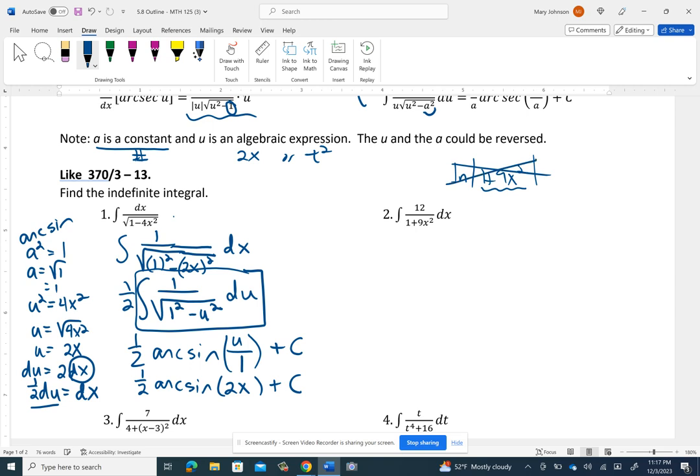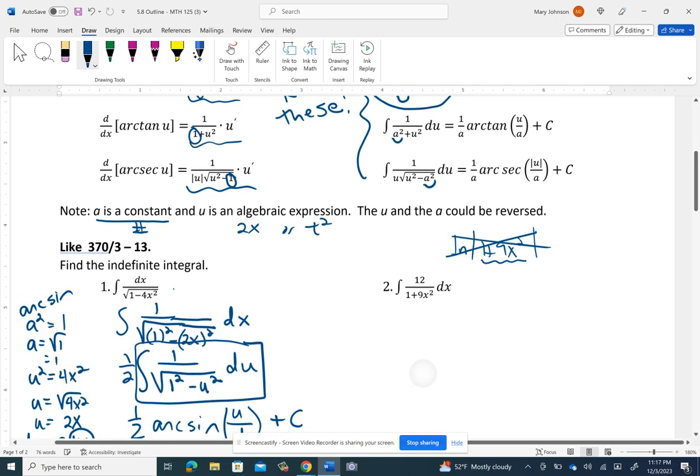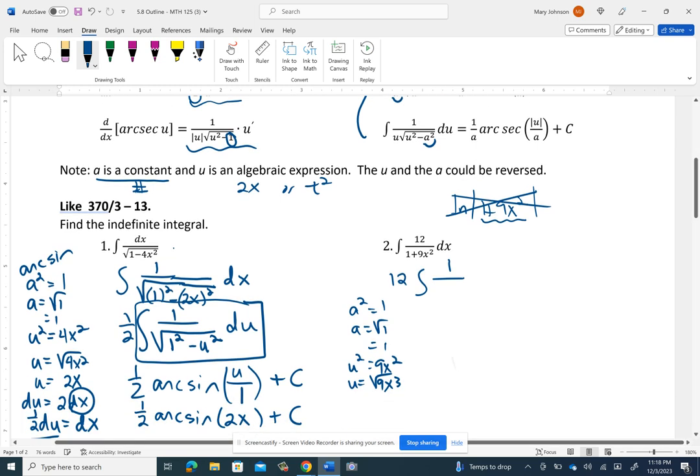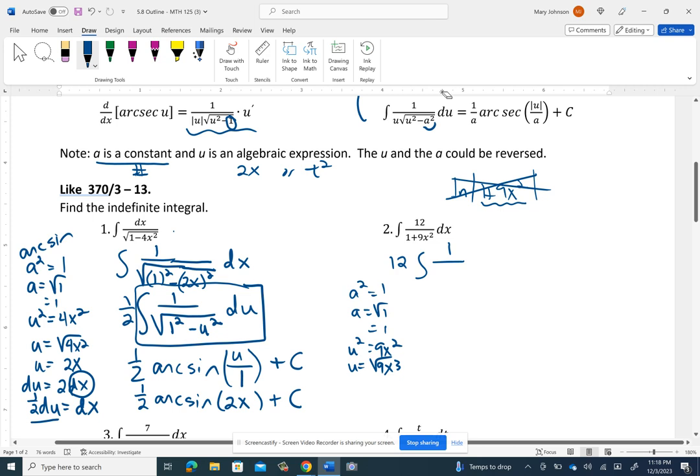So can't do that. Now notice it has similarities to the second one. There's no radical. The 12 that you see on top is just a constant. I can completely move it out of the way. The 1 is like the a squared. So a squared is 1. So a is the square root of that, or 1. And then the u squared comes from the 9x squared. And so that would wind up being 3x. I spoke while I was writing. 9x squared, which winds up being 3x.